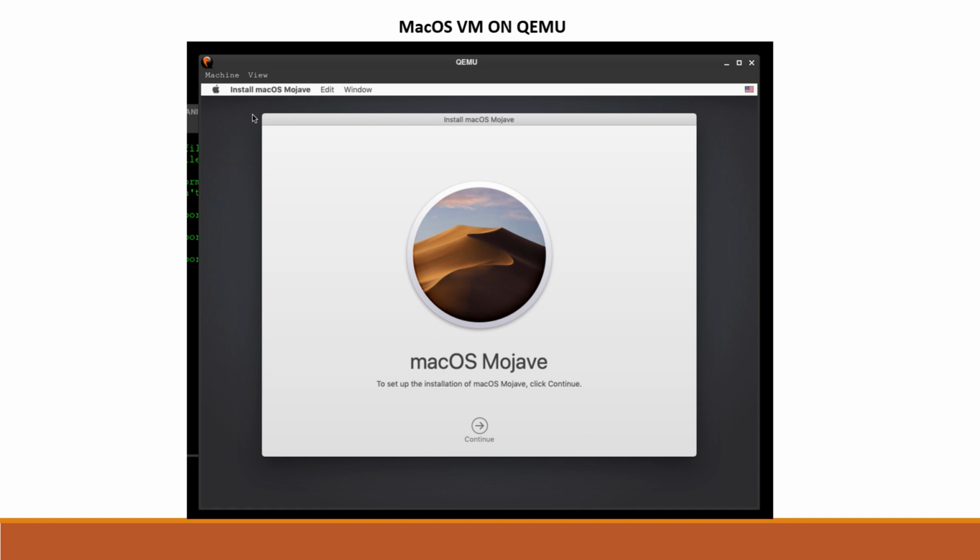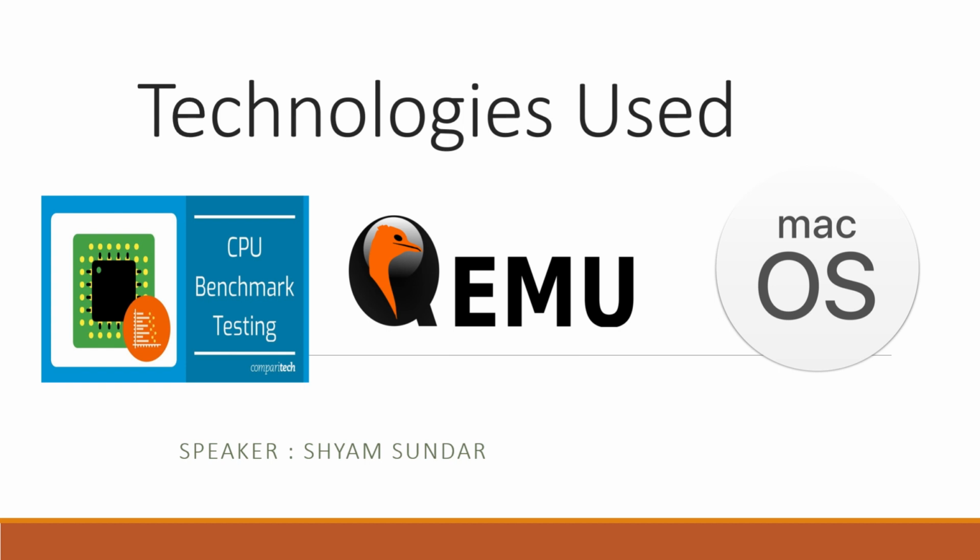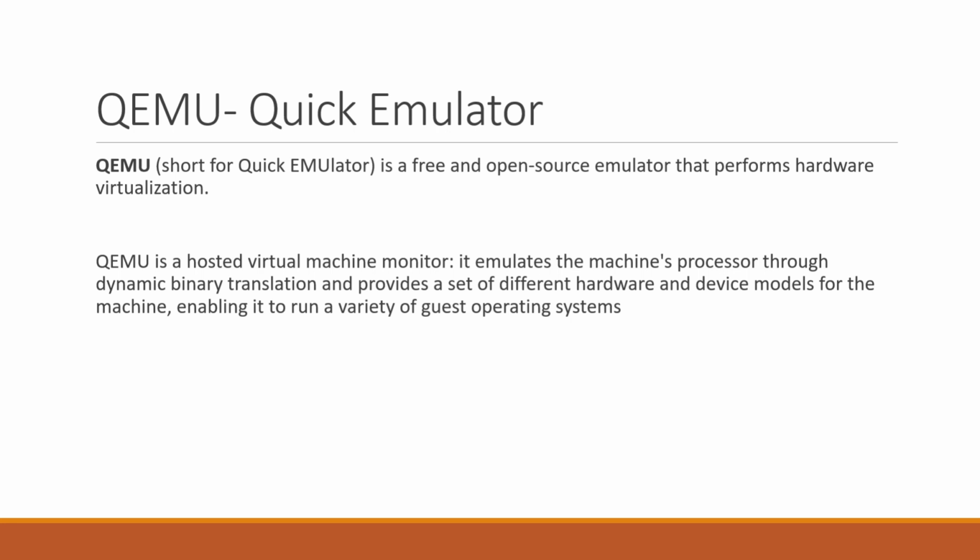Over to you, Sham. Hello, I'm Sham, and I'm going to talk about the software and technology used. I'm pretty sure that you would have got the introduction of the project from Robin, so I'll just get straight to the point. The main technology which we used is the virtual machine monitor, Quick Emulator, which is also known as QEMU.